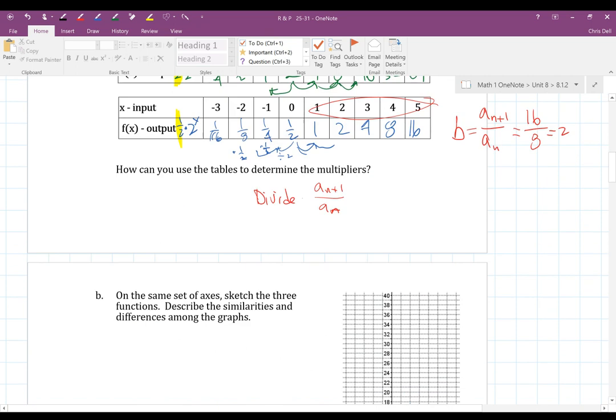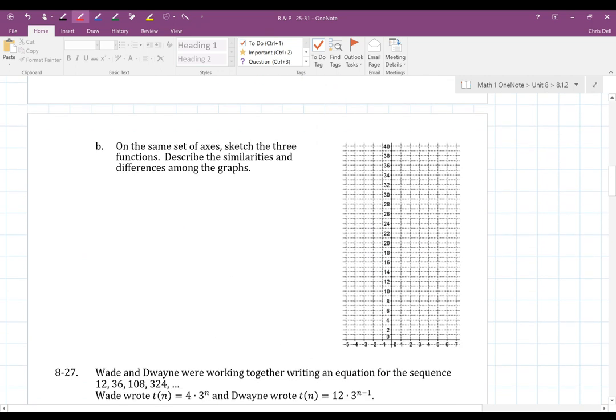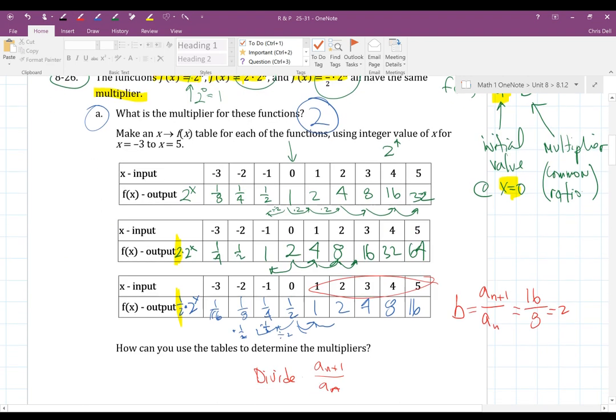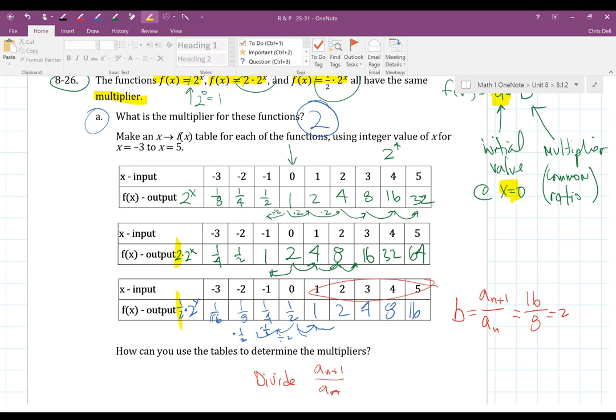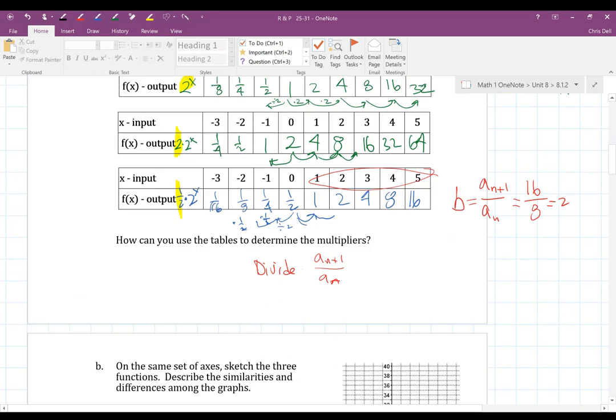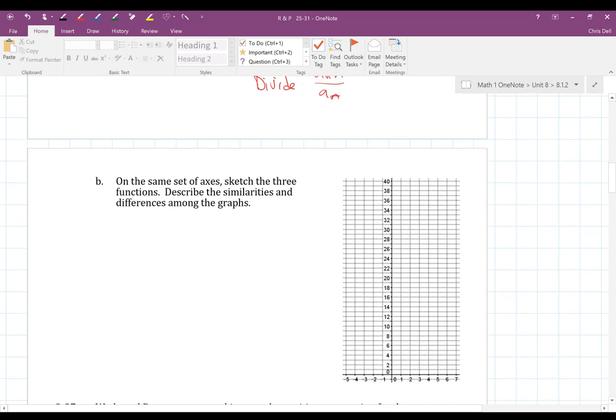Okay. All right. Last part of this, it says on the same set of axes, sketch 3 functions to describe the similarities and differences among the graphs. So if I graph, let's graph this one first. So I'm going to graph y is equal to 2 to the x. So remember, f of x is the same thing as y. That's my y-axis, or you could call it my f of x axis, and that's my x-axis. So let's start with f of x is equal to 2 to the x.